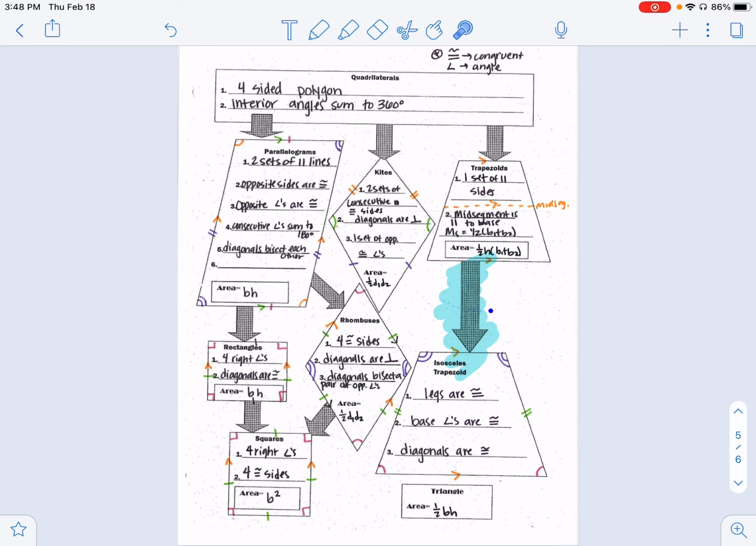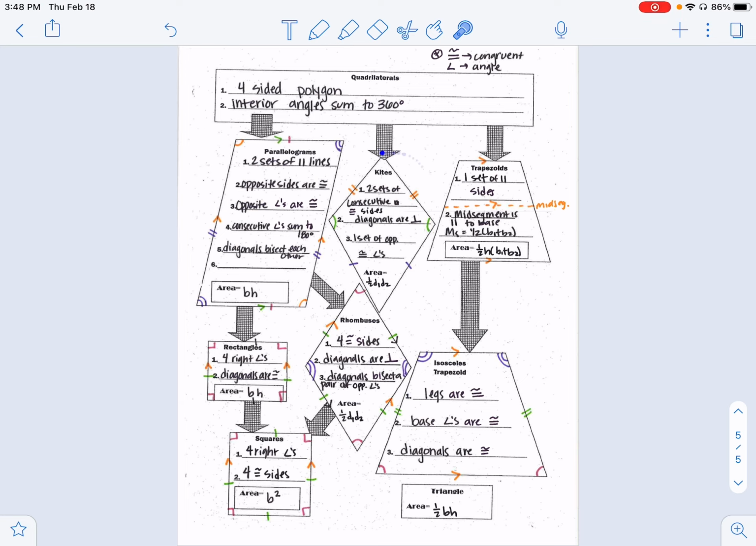If we come back over here to trapezoids, remember, trapezoids only have one set of parallel sides. If it just has one set of parallel sides, that's it, we can just call it a trapezoid. But there's also one special type of trapezoid, which is an isosceles trapezoid, which is saying, not only are the top and bottom parallel to each other, the two sides are the same exact length.